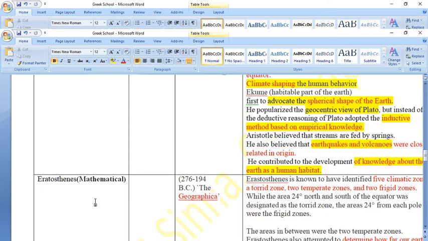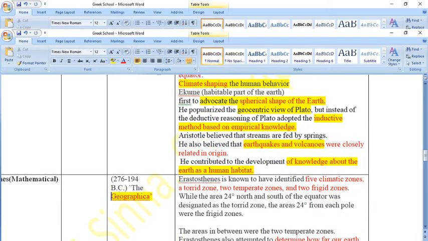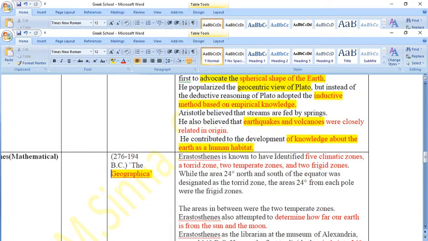Eratosthenes. Eratosthenes was a very important person in Greek philosophy as well as in geography. He was the first person who straightforwardly used the name of his book, Geographica. Before Eratosthenes, no one had used the name geography. He was the first person who used the name Geographica to describe his experience. Okay. He identified the five climatic zones. He followed the Aristotelian school of thought.